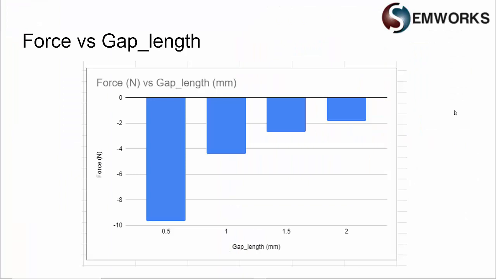Here is a plot of how the force changes with the gap length. As you can see, as the gap length increases, the magnitude of the force reduces rapidly from almost close to 10 newtons when the gap length is 0.5 millimeter to less than 2 newtons when the gap length is 2 millimeters.